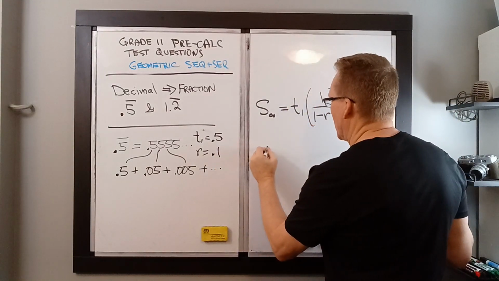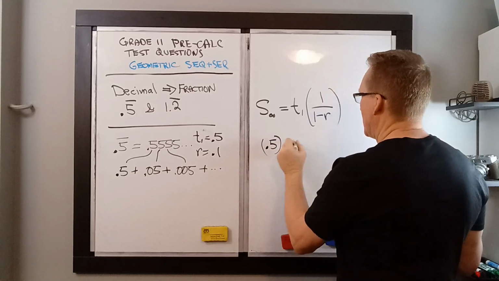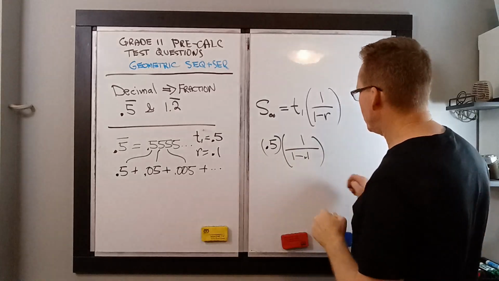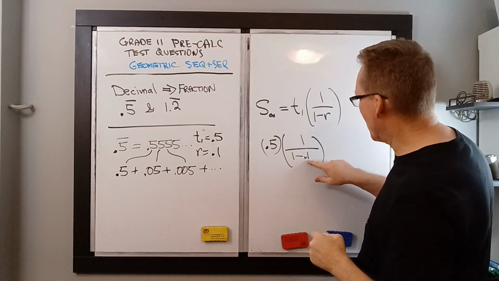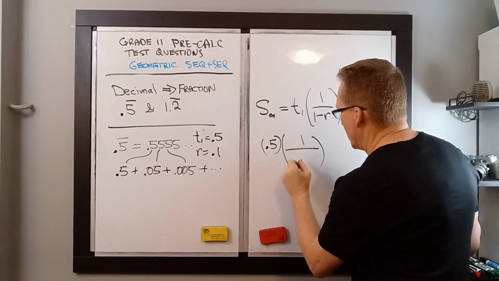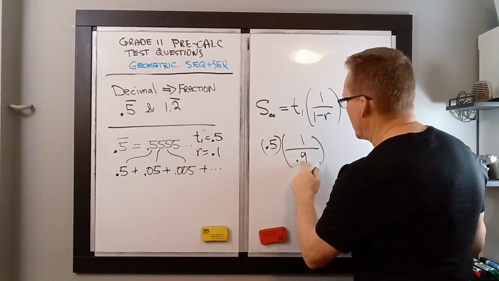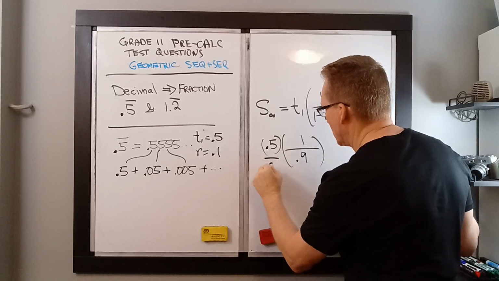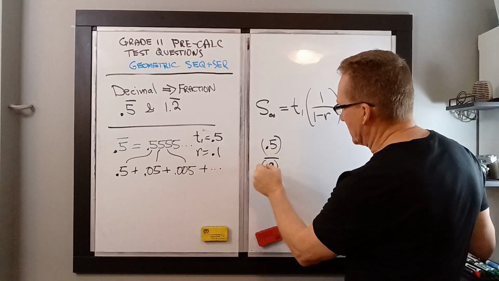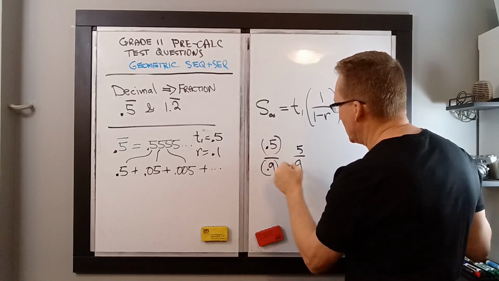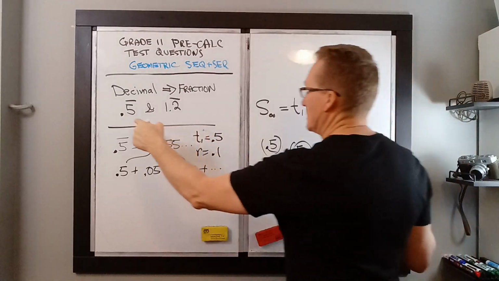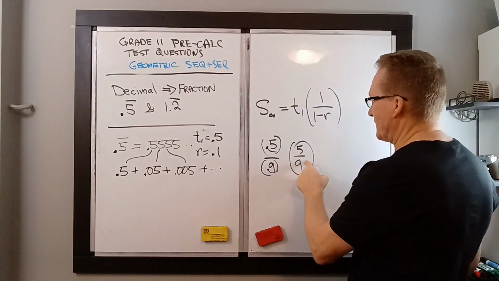T1 is 0.5 times 1 over 1 minus 0.1. Down here, this becomes 1 minus 0.1. That's the same as 0.9. 0.9. Now we can put this under here, and we don't need all of this. Now just move the decimal over on each of them. 5/9. Move the decimal over, and you have your answer. So this here, 0.5 repeat, is the same as 5/9.